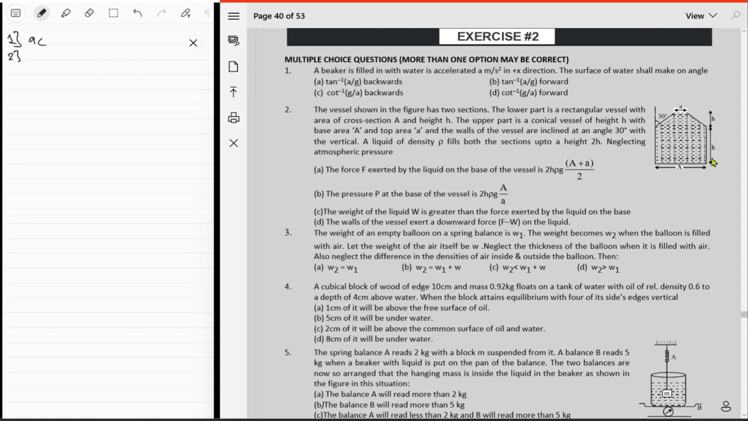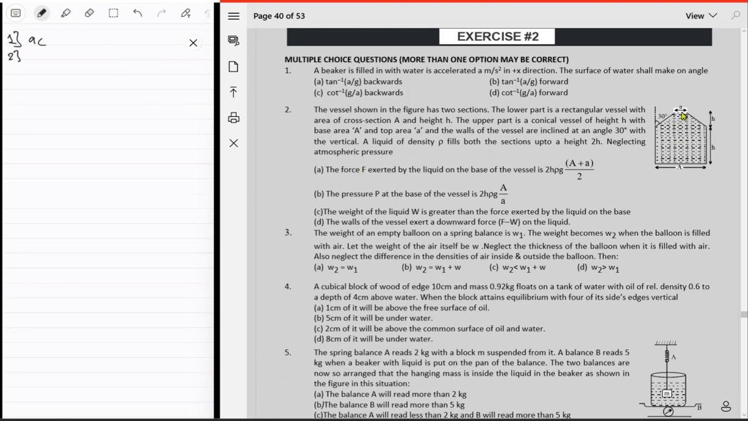Why is this rectangular though? That would mean there is also some force from the walls itself, right? Neglecting atmospheric pressure, the force exerted by the liquid on the base of the vessel. So this is 2h rho g times (A plus a) upon 2. What is this pressure over here? We don't know that. Oh, neglecting atmospheric. Okay, fine.